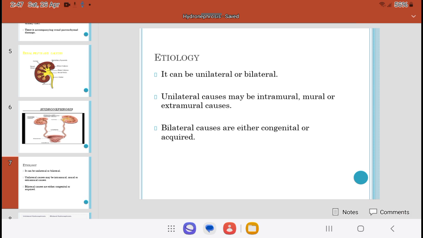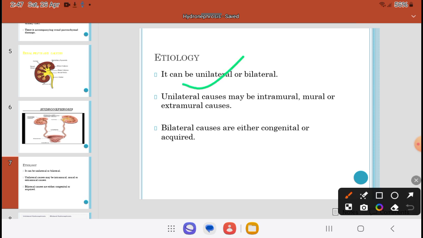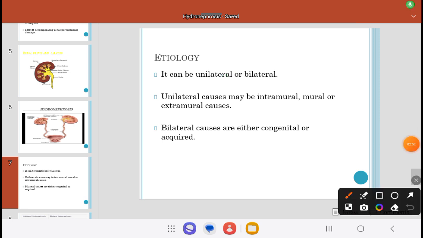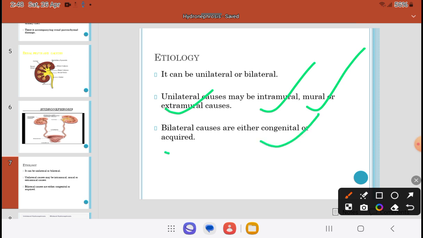Etiology. It can be unilateral or bilateral. Unilateral means involvement of a single kidney, and bilateral means involvement of both kidneys. Unilateral causes may be intramural, mural, and extramural, and bilateral causes are either congenital or acquired. Congenital means the defect is present since birth. Acquired means acquired during a lifetime.